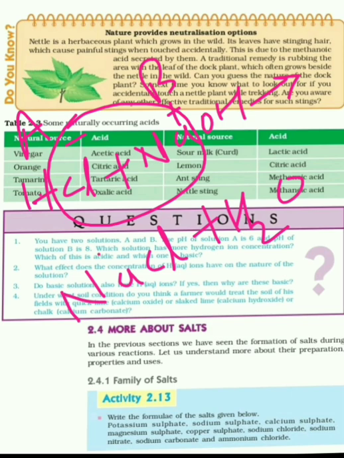Salts contain one positive ion and one negative ion other than H plus and OH minus ions. So we can define salts as ionic compounds which contain one cation other than H plus ion, that is a positive ion, and one anion other than OH minus ions. So here sodium chloride is common salt having one cation as sodium and one anion as chloride.